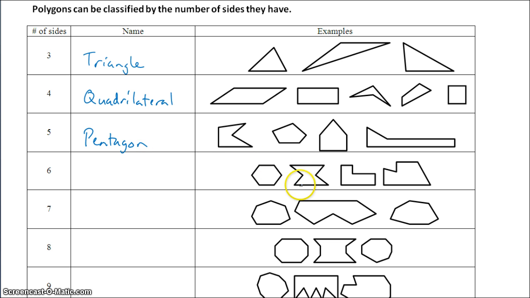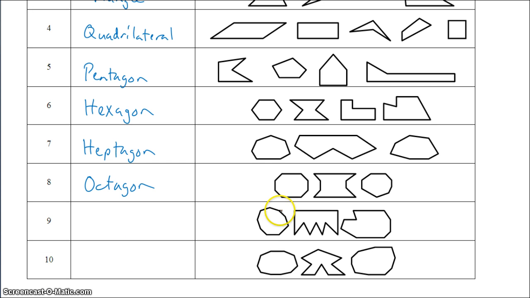6 sides, 1, 2, 3, 4, 5, 6, is a hexagon. 7 sides, 1, 2, 3, 4, 5, 6, 7, is a heptagon. 8 sides, 1, 2, 3, 4, 5, 6, 7, 8, is an octagon. 9 sides, 1, 2, 3, 4, 5, 6, 7, 8, 9, is a nonagon. And 10 sides is a decagon. Memorize the names through a 10-sided polygon.